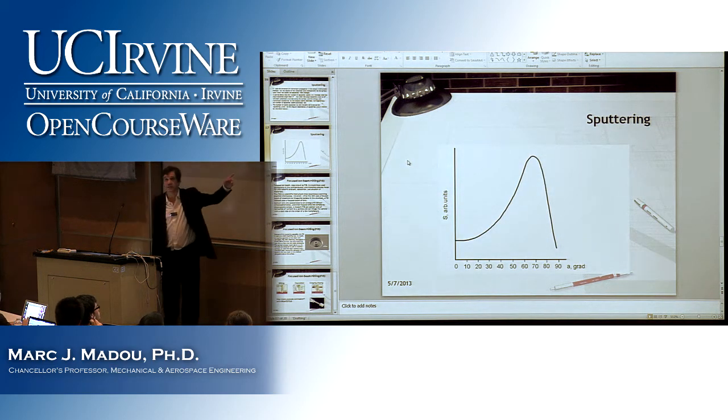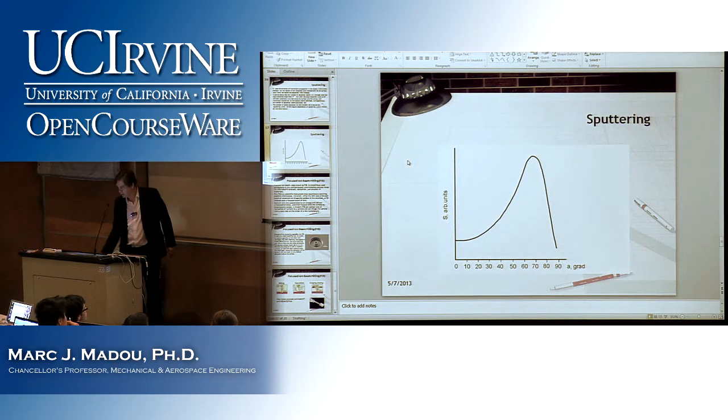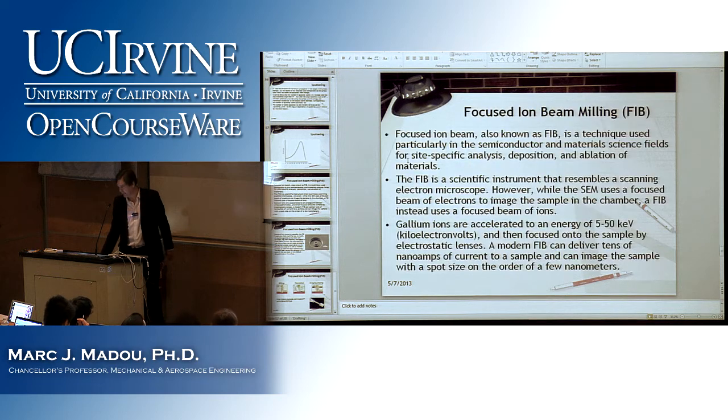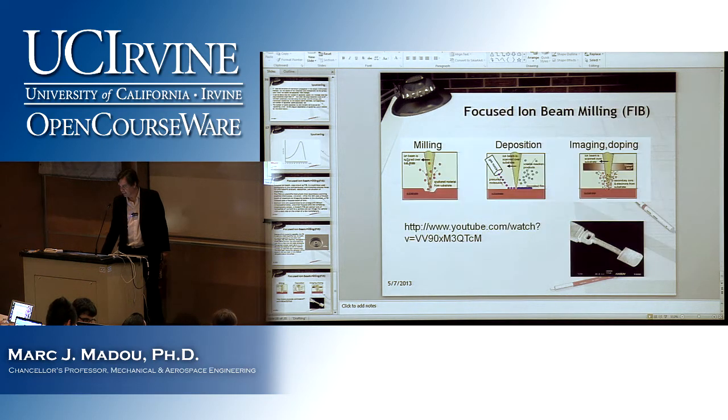We discussed this graph, right? This is the one about the efficiency of sputtering as a function of incoming angle, and then focused ion beam milling. Good? Time? 12 minutes.